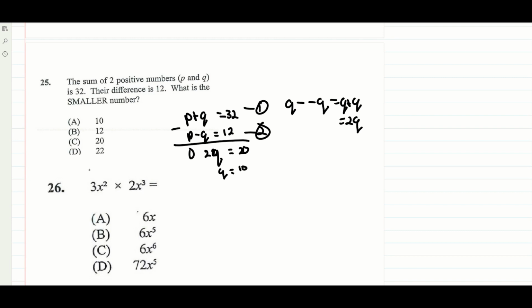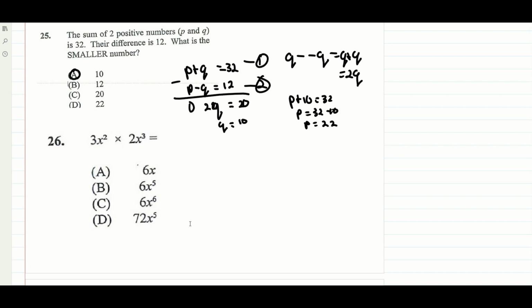Let's find out for p. That would be p plus 10 is equal to 32, so p is equal to 32 minus 10, so p is equal to 22. That is not the smaller number. We want the smaller number, which is 10, A.